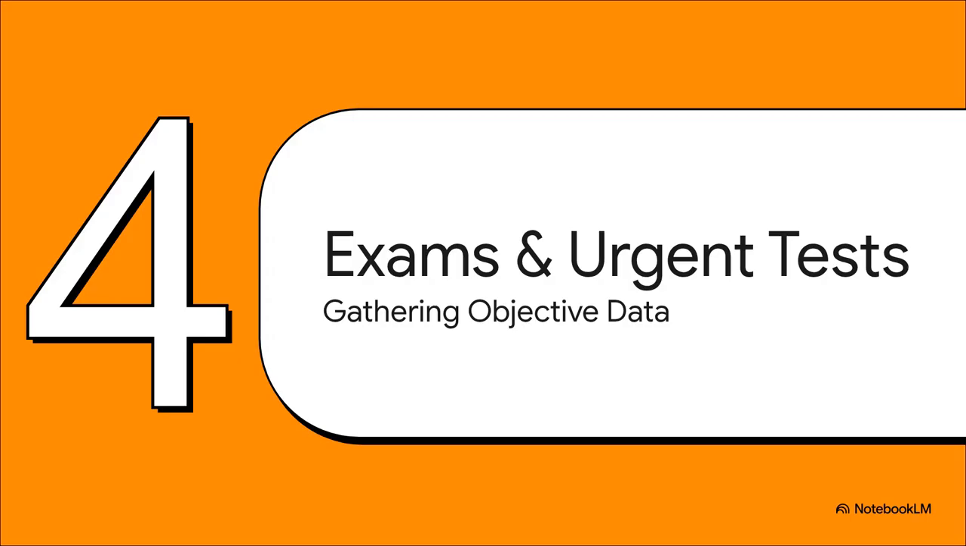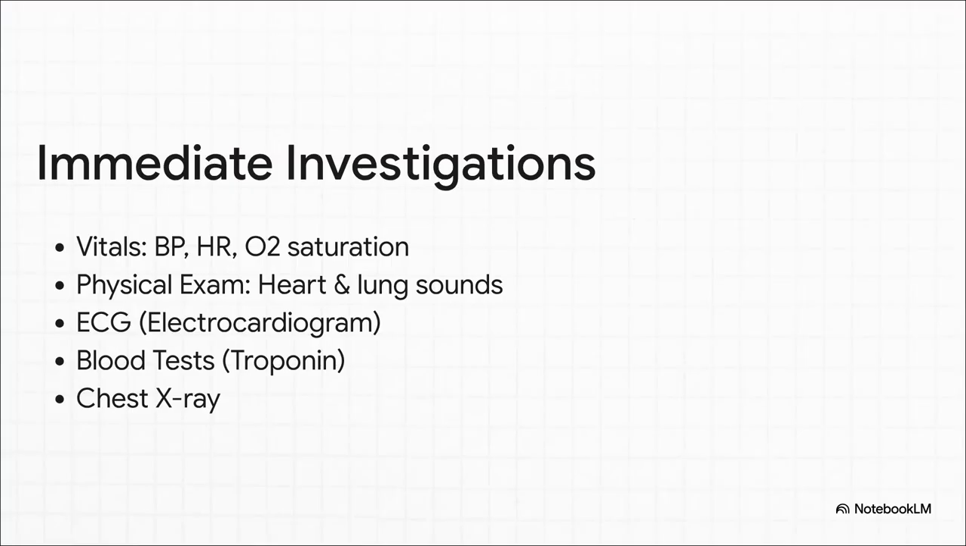Okay, so we've got our worst first mindset locked in. How do we actually hunt for these killers? Well, now it's time to get some objective data. We move on from what the patient is telling us to what we can actually measure and see for ourselves. And these are our go-to tools for that. We're going to check the vitals right away. Is his blood pressure tanking? We'll listen to his heart and lungs, and critically, we get an ECG, which gives us an electrical snapshot of the heart, a troponin blood test, which looks for a protein that leaks out when heart muscle is damaged, and a chest x-ray to get a quick look at the lungs. These tests give us hard, fast data.